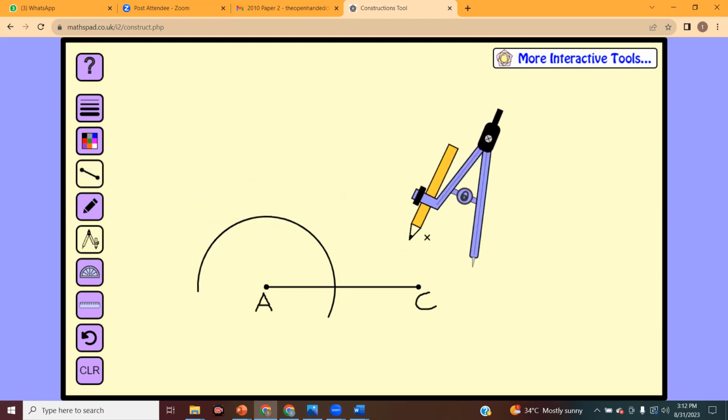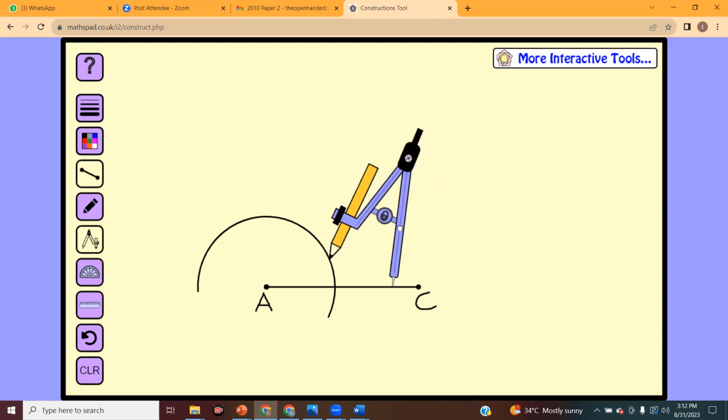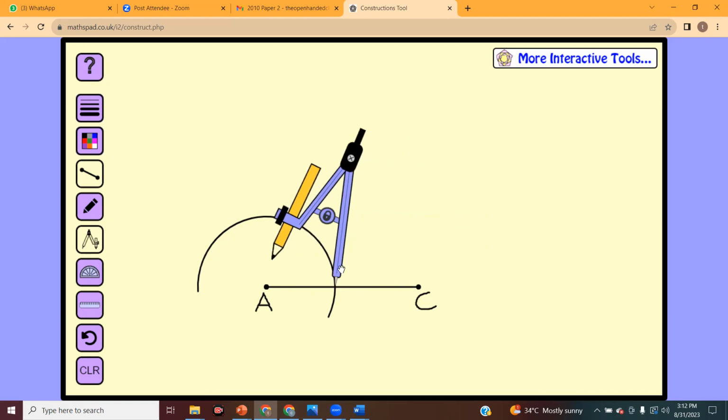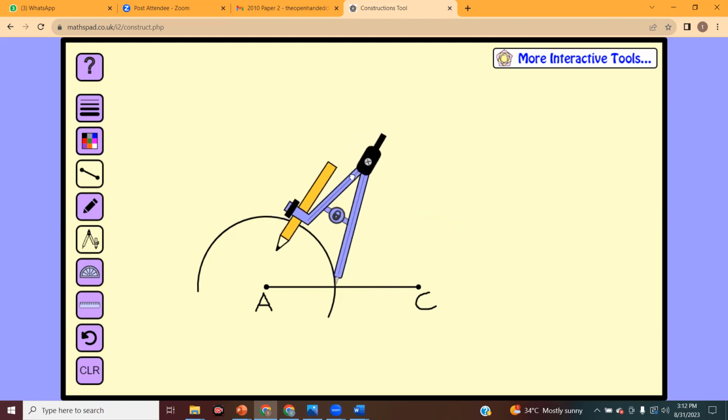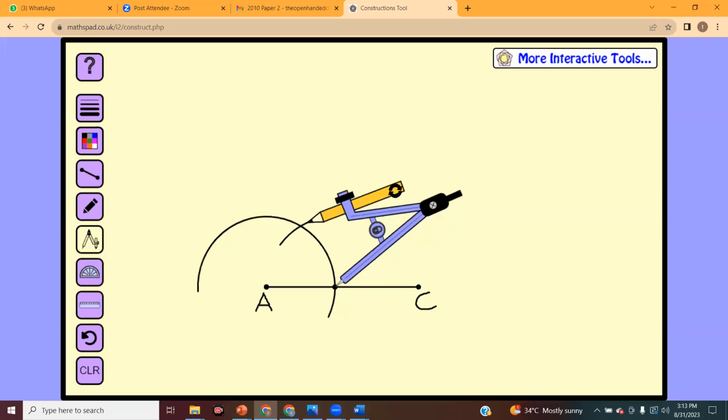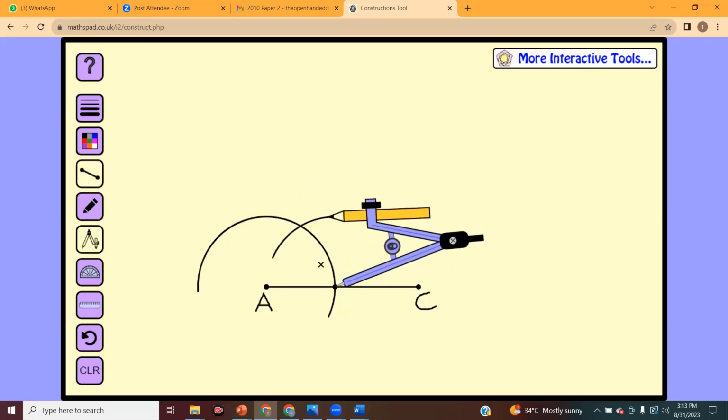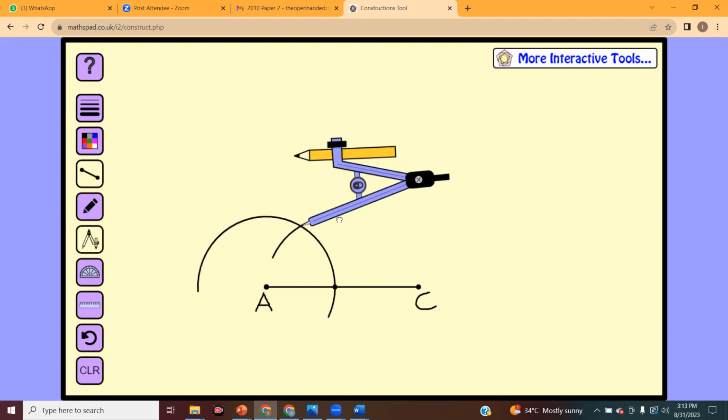What you're going to do is get your compass, keep it the same length, do not change the length of the compass, and then go to right where your arc intersects with this line segment AC, and put your compass at that point. Then you're going to draw an arc again right here, right where your first arc intersected. So you're going to draw another arc to intersect with your first arc that you drew. Then you're going to go to the point where those two intersect, and then you're going to draw another arc.